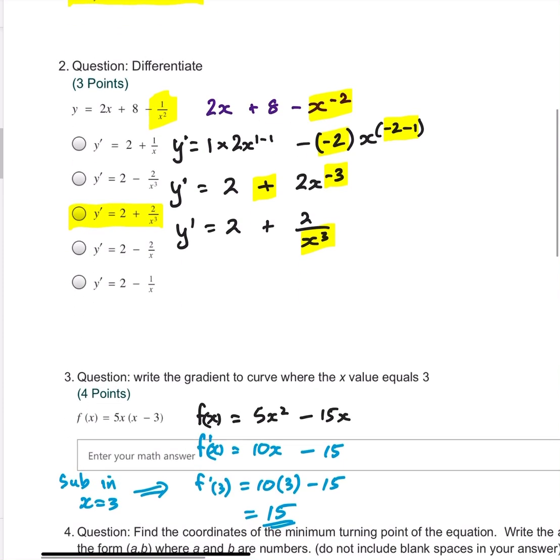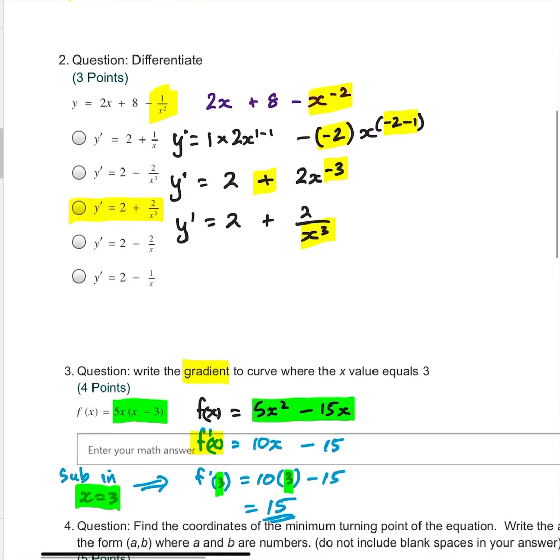For the next one, we want the gradient, so it means we're going to have to differentiate. It would pay to expand it out first, so I've taken the 5x minus 3 and I've expanded it out. Then you differentiate it, multiply by the power, and then substitute in the 3 for x, and it gives you an answer of 15. That's the gradient.